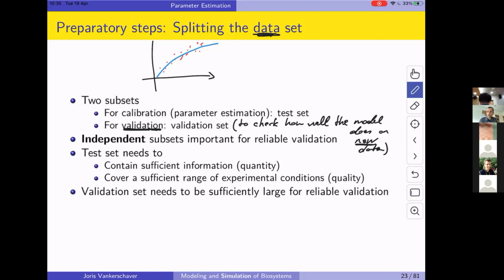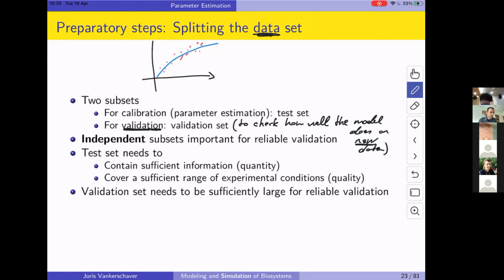So that's a long story about why you need this split into calibration or testing data. That's to train the model on, to estimate the parameters on, and then validation is to check how well the model does on new data.